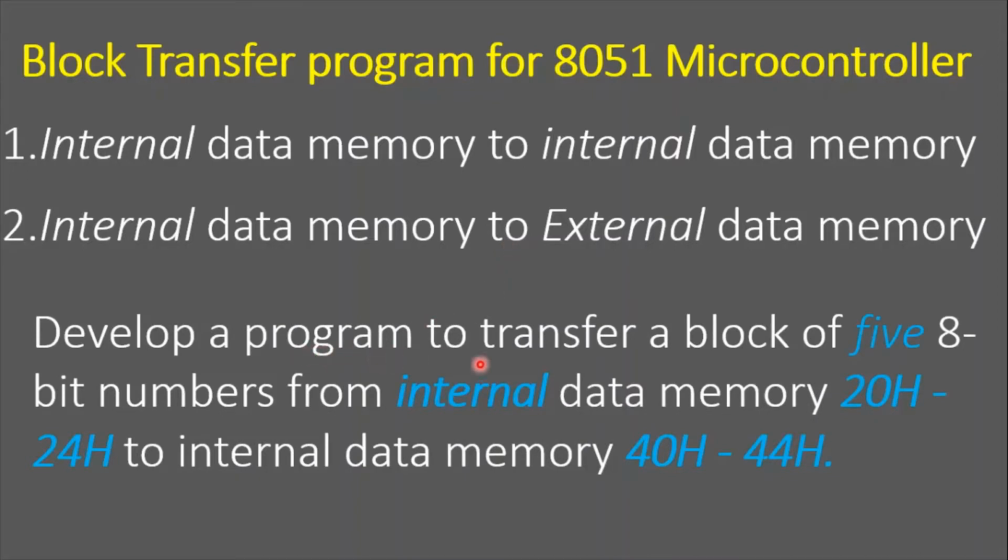Develop a program to transfer a block of 5 8-bit numbers from internal data memory 20H to 24H to internal data memory 40H to 44H. It means that 5 different 8-bit numbers are stored in internal data memory locations ranging from 20H to 24H, and these 5 numbers are to be transferred to these 5 different locations. The number in 20H is to be transferred to 40H. The number stored in memory location 21H is to be transferred to 41H location, and likewise.